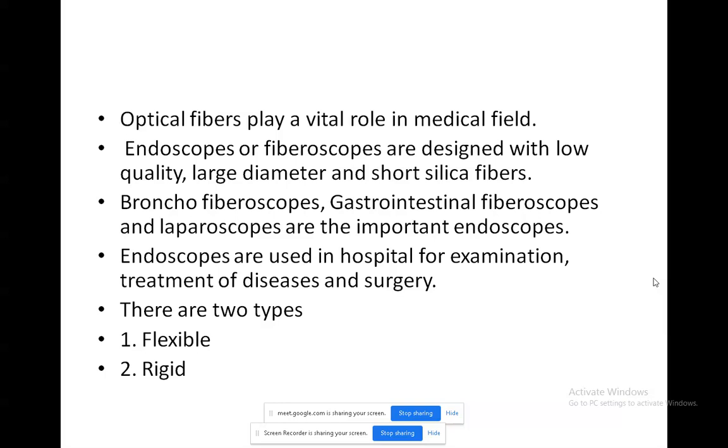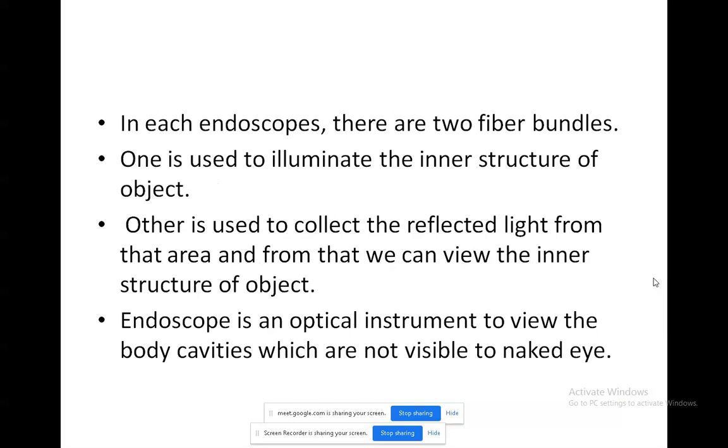You'll be doing the treatment in the hospital without doing any surgery. That's why it is called endoscopy. The endoscopy treatment is available for many diseases.